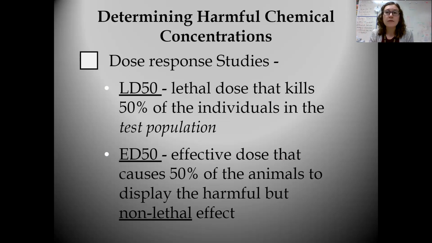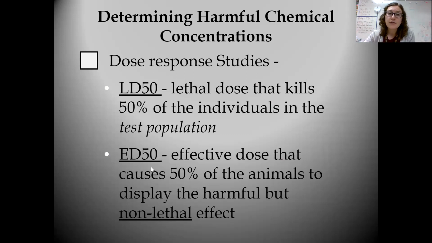So let's say I've got a population of 100 rats, and I give all of them 75 milligrams of insert bad chemical here, and then 50% of my rats die, but 50% live. That means that the LD50 for that population is the amount I gave them, 75 milligrams.